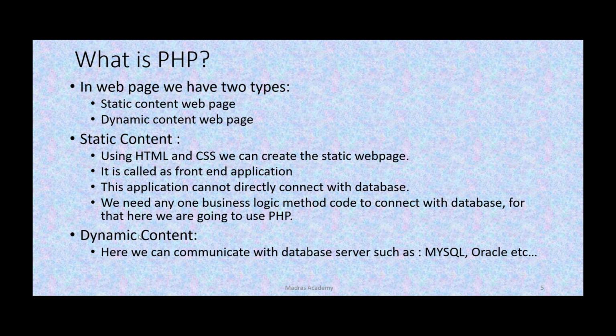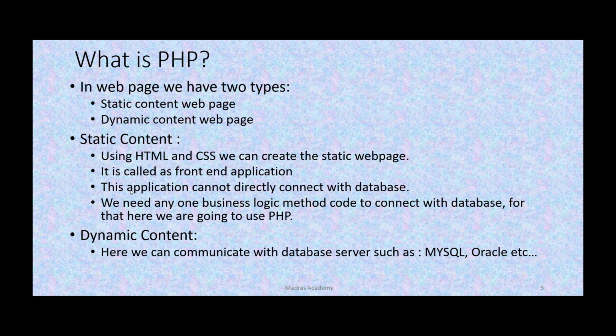But if it is a dynamic content web page, we can pass the request and receive the response from the server, between client and server side. I can purchase that book online. That kind of web page is called a dynamic content web page. Client and server communication is possible in this dynamic content web page. In static content, it is not possible. This is only the front end application, and dynamic content is a back end application, and using this back end, we can communicate with the database.